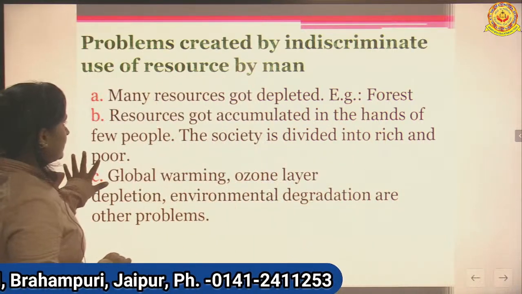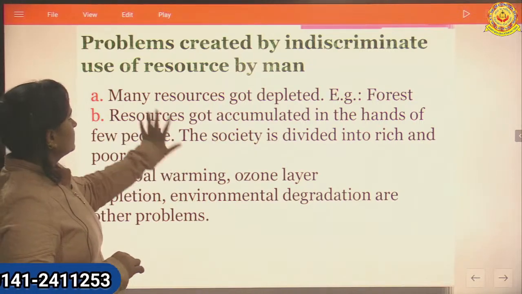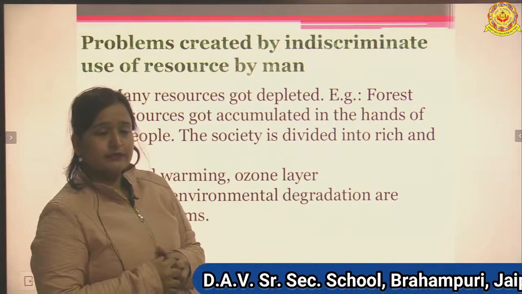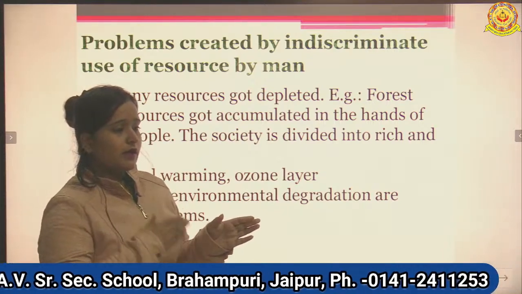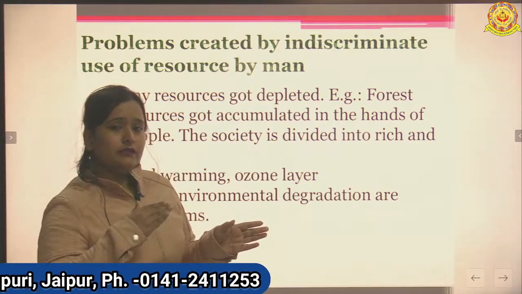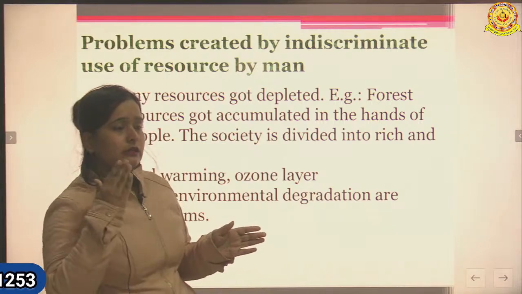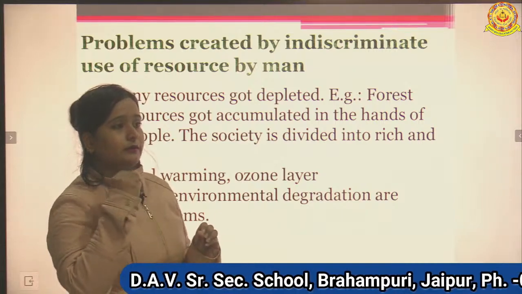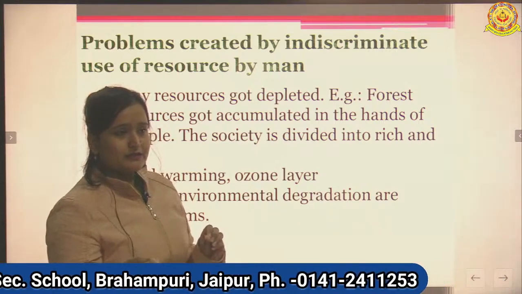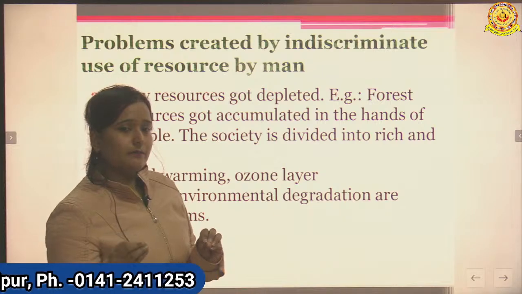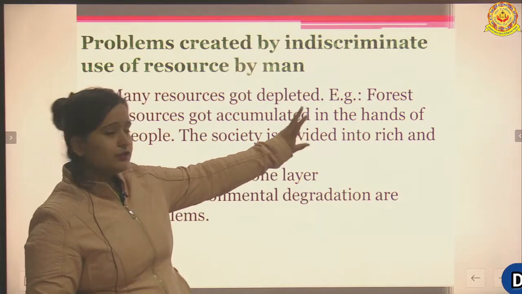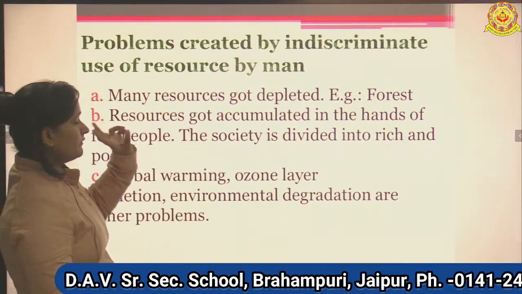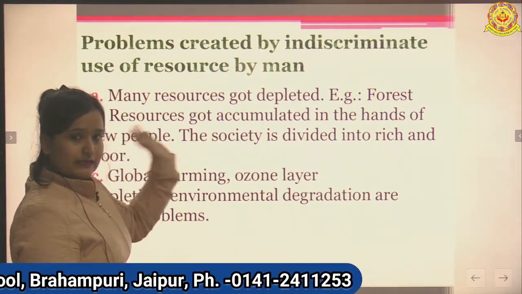For example, many resources can be depleted. Take the forest. We are grazing the land, cutting the forest and not planting trees, and so on. These are examples of the depletion of forests. That is one example of how we are making resources extinct.